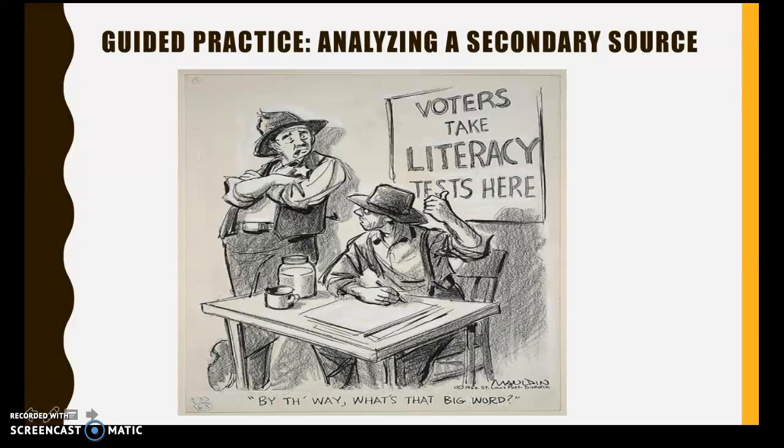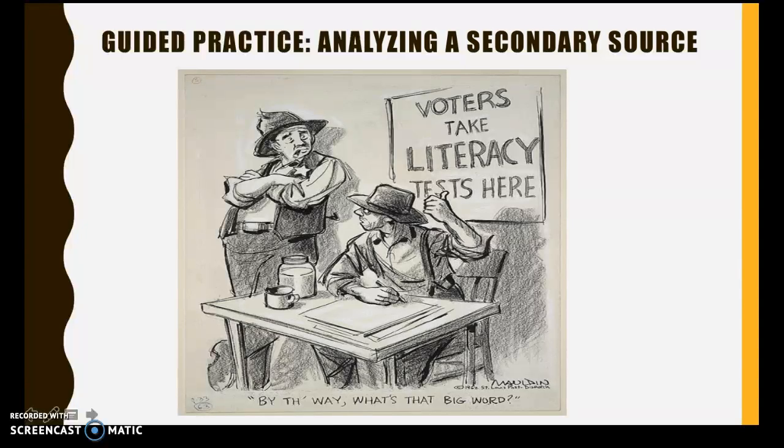So now we're going to look at this political cartoon. Just take a minute to look at it. Remember, the first things we're going to want to be looking for is not an author in this case, but an artist, the caption, like we talked about, and like I said, this was published in 1962.